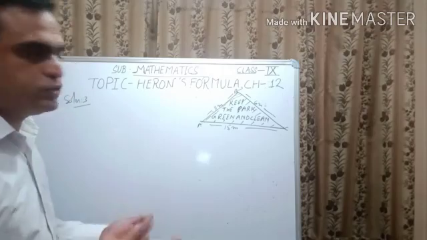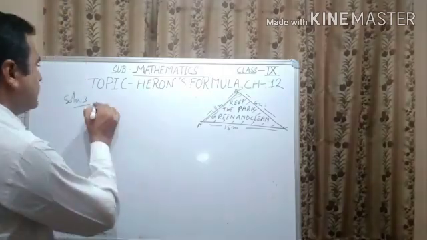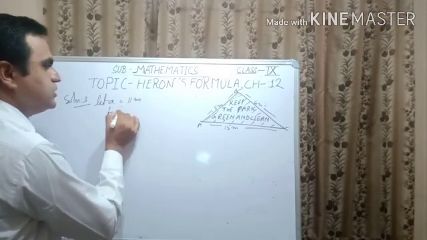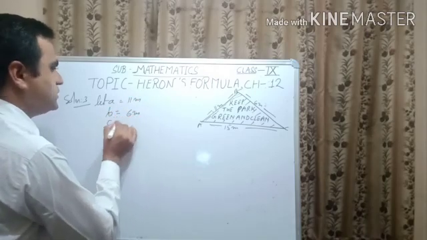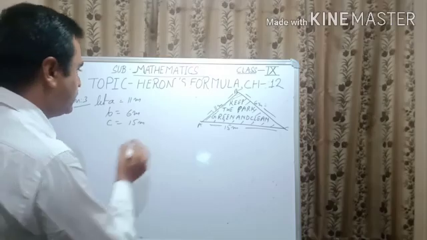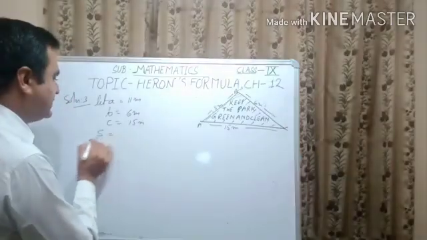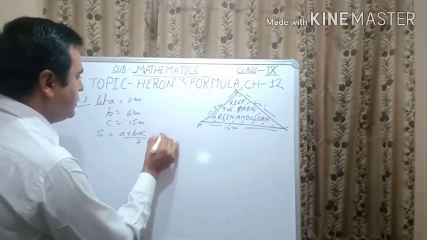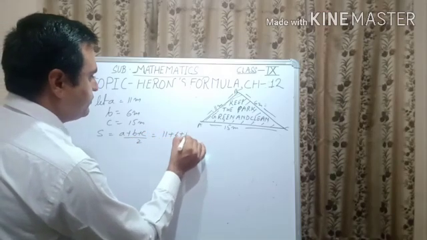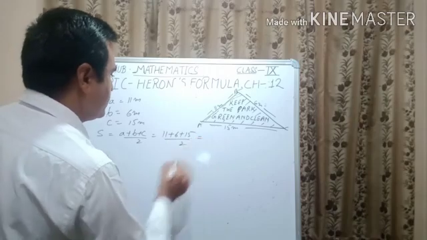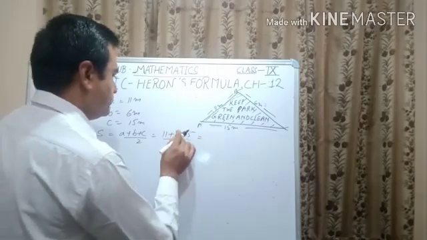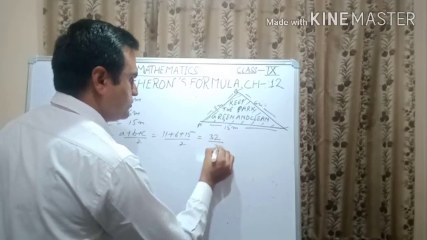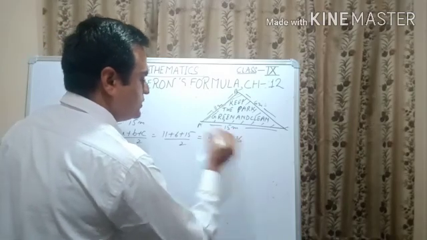By using Heron's formula we can simplify this. Let us suppose A equals 11 meter, B equals 6 meter, and C is equal to 15 meter. Now we have to find the value of S. S is equal to A plus B plus C upon 2. Now we add these numbers, 11 plus 6 plus 15 upon 2. Now dividing, we get 16.